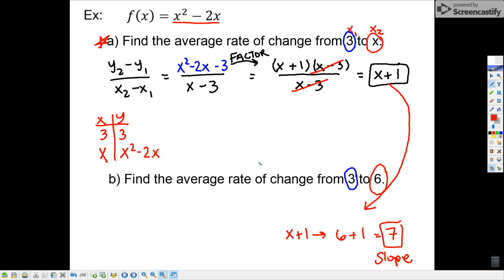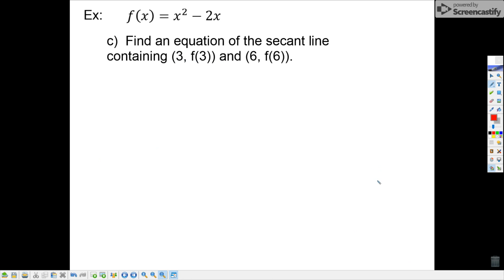I want to do one more problem related to this. This is actually part C. I just didn't have room to fit it all on this one page. So we are actually going to use the answer for part B. Remember, we just found the slope of the secant line from 3 to 6. So part C says to find an equation of the secant line containing 3, f of 3 and 6, f of 6. Well, I'm going to go ahead and find the coordinates for each of those.